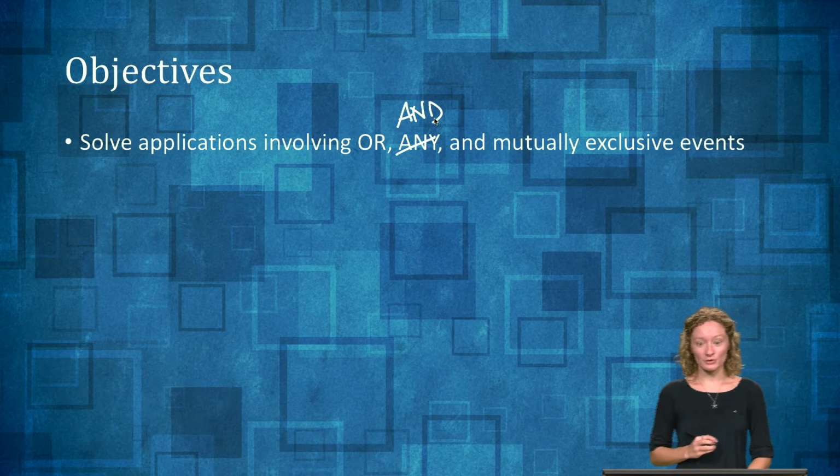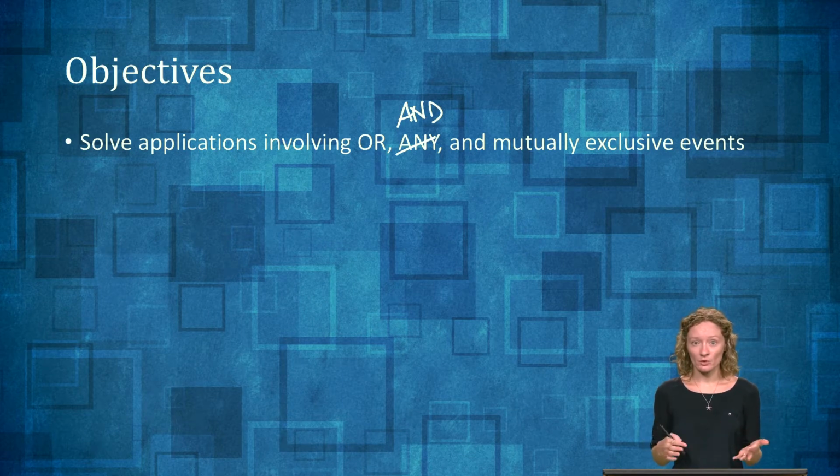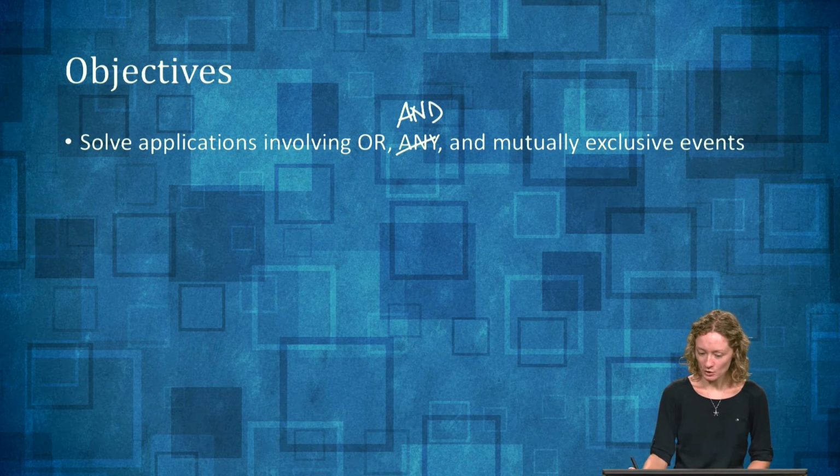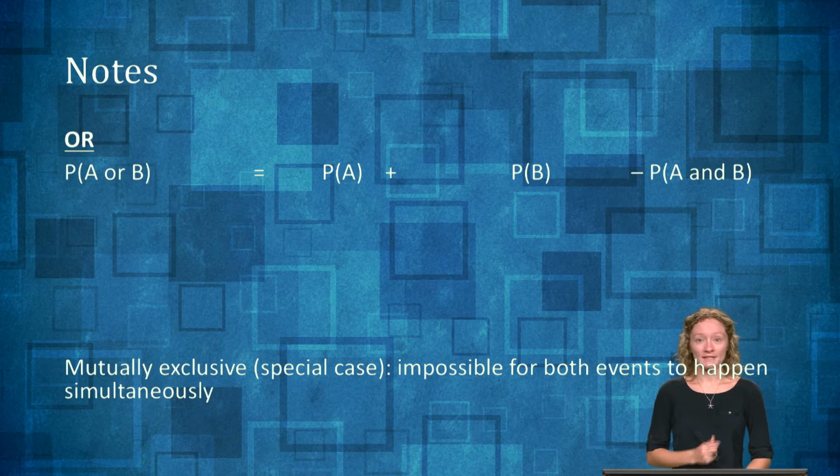And mutually exclusive events. We've seen, or we will see, depending on the order we cover the chapters in the course, the difference between "and" and "or" in a few other places. So this is just where we're going to focus on it in probability. Okay, so notes. We're going to start with the "or" scenarios.